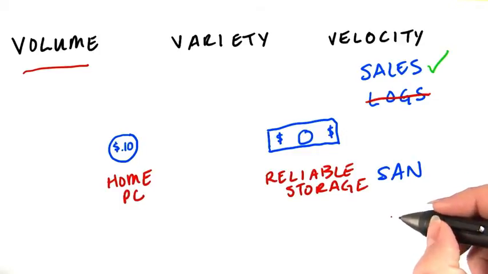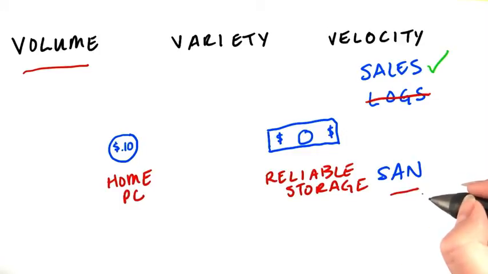Storing a terabyte of data on a SAN is not that hard, but streaming the data from the SAN across the network to, say, some central processor can take a long time, and processing can be extremely slow.